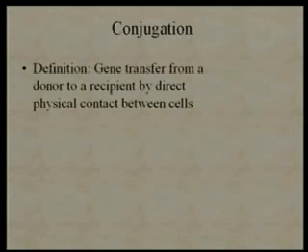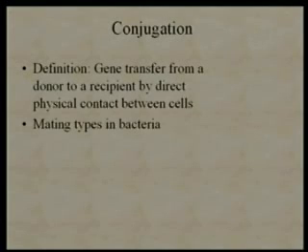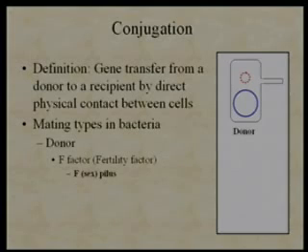All right, the third transfer mechanism is referred to as conjugation. And conjugation is gene transfer from a donor to a recipient by direct physical contact between the donor and recipient cells. This is essentially sex in bacteria. Okay? In bacteria, there are two mating types. They're generally simply referred to as donor and recipient, although sometimes you do see them referred to as male and female strains of bacteria, but more commonly it's referred to as donor and recipient.